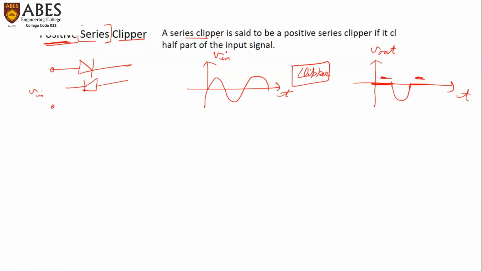So this is the simple definition. As written here, a series clipper is said to be a positive series clipper if it clips the positive half part of the input signal as shown here. This part is clipped and this part is clipped while the negative half part is passed. This is called a positive series clipper.